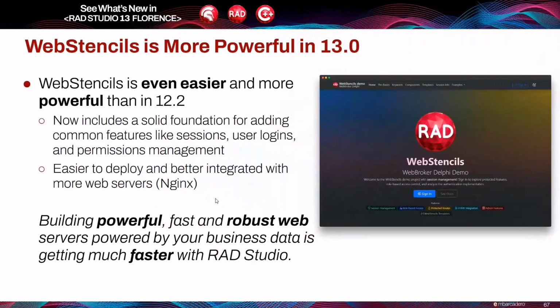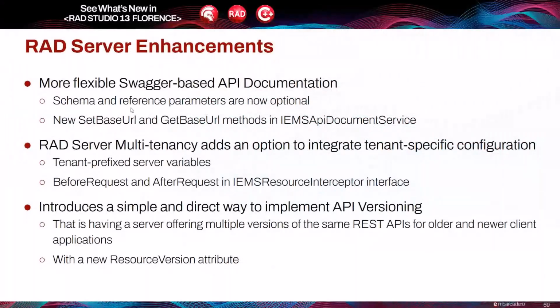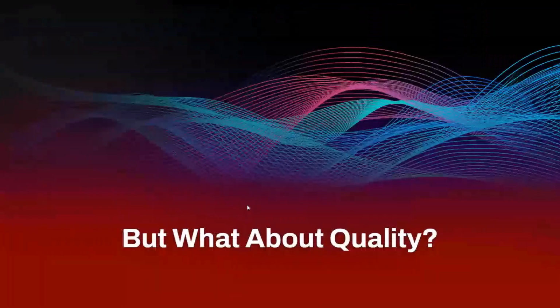RAD Server has multiple improvements, but pretty much quality of life, more flexible Swagger based API documentation with multiple new properties. We introduce a way for multi-tenancy in case you want to, instead of using the built-in RAD Server multi-tenancy, now you can integrate your own multi-tenancy solution. So less opinionated multi-tenancy. And also a way to version your APIs in case you want to release a version 2, then you can version your APIs in an easier way with RAD Server.